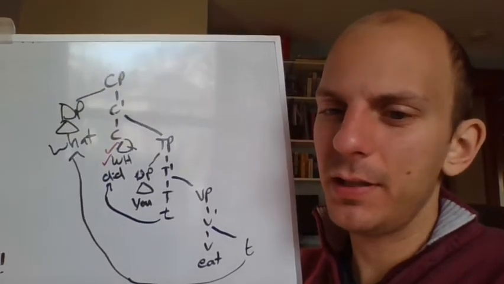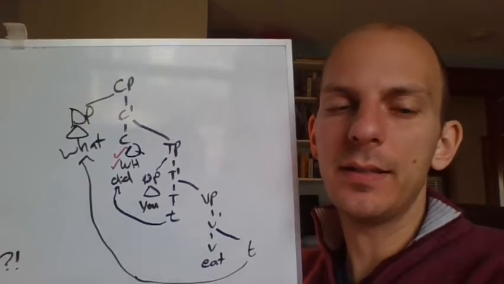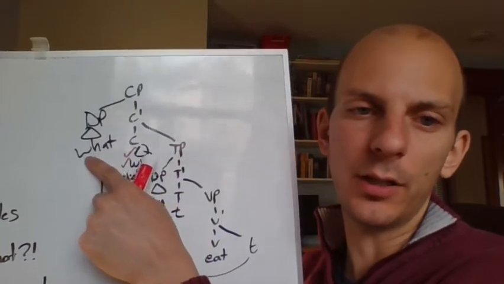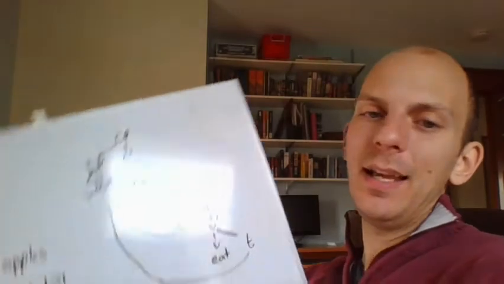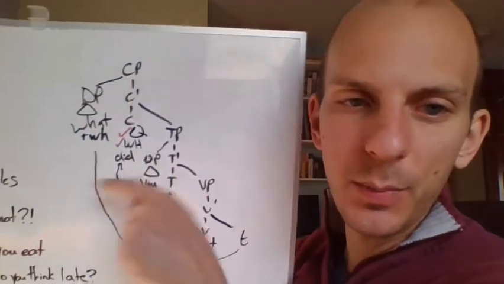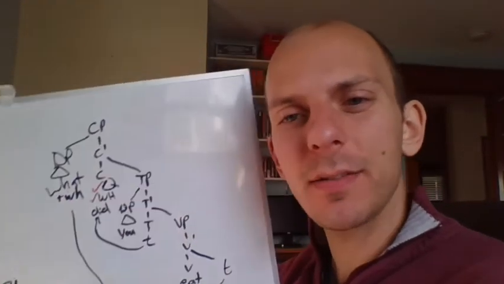One last piece. I know this is getting a little bit complex. But there's one last piece that's missing here, which is what can satisfy this WH feature? What counts as a WH word that moves? And what we're going to see is that this is also feature marked. It's marked as a WH word. So we find that what is a plus WH DP. It's a particular type of DP.